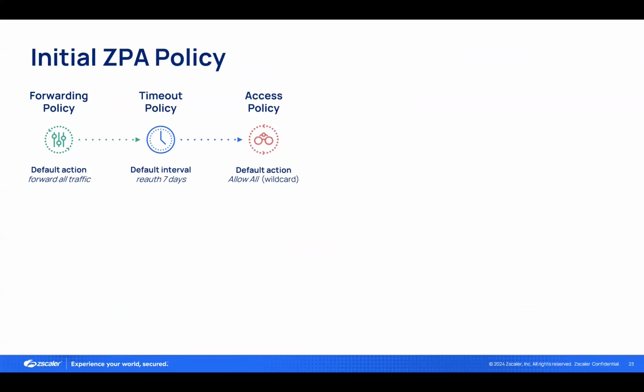To understand how to get to stage 3, let's start at stage 1. In stage 1, the initial ZPA policy looks something like this. A forwarding policy is in place to forward all traffic to the ZPA cloud. The default timeout policy is configured with a 7-day reauthentication period. An access policy is configured on the basis of a wildcard segment that allows access to all applications for all users.